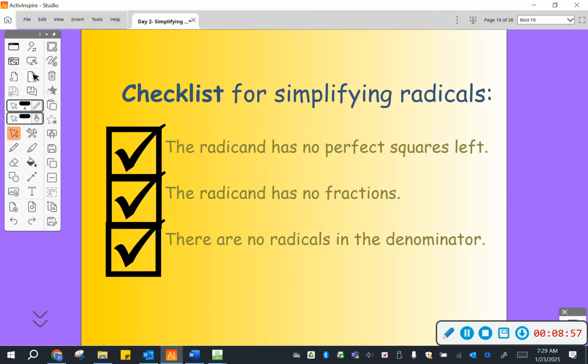So why did I tell you that story? Because in order to simplify radicals, we are going to be doing something called a factor tree. You learned about a factor tree maybe in 4th or 5th grade. So we're going to be doing a factor tree, and you are going to be finding pairs. When you find a pair, you put them outside the radical sign, and the ones that don't have a pair stay inside.